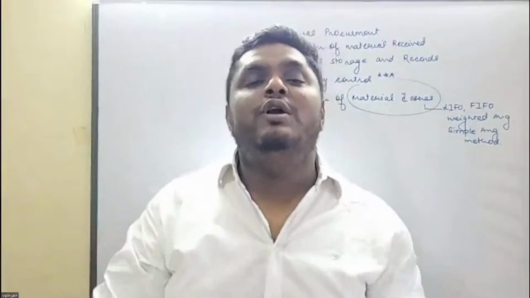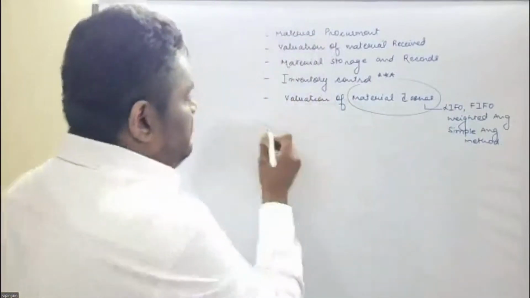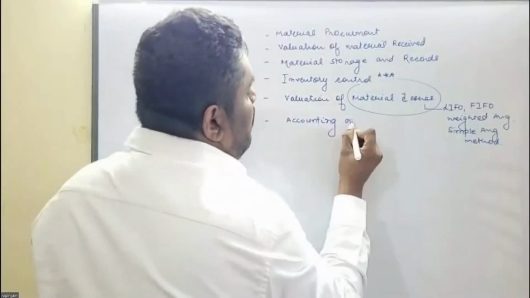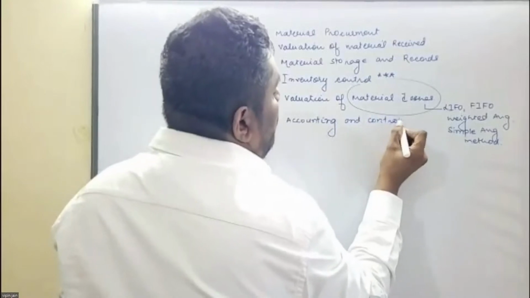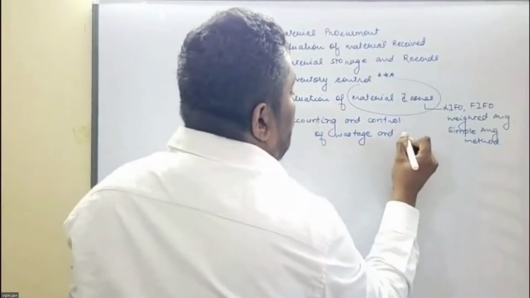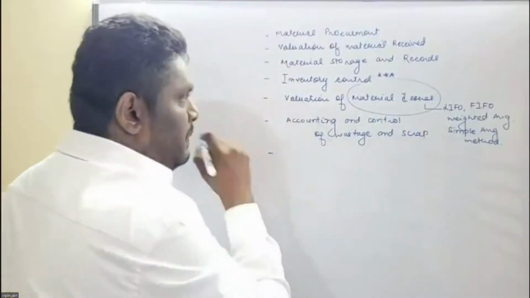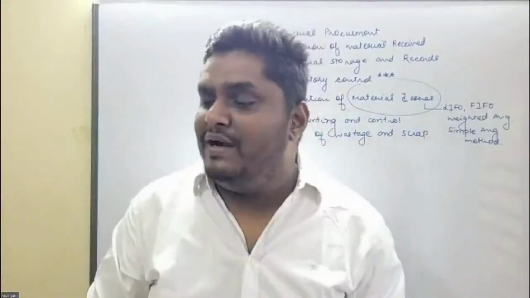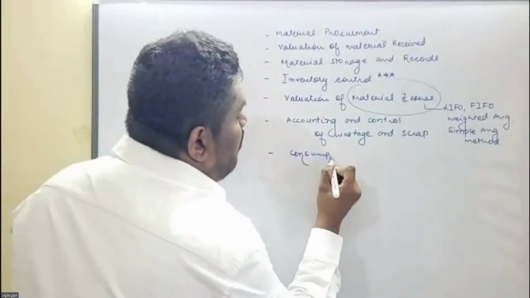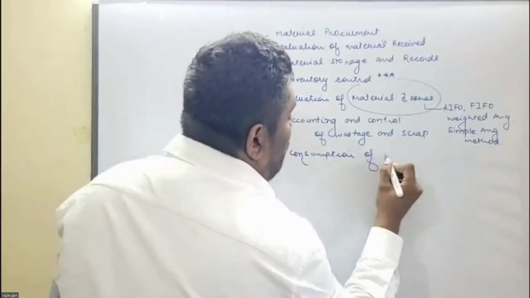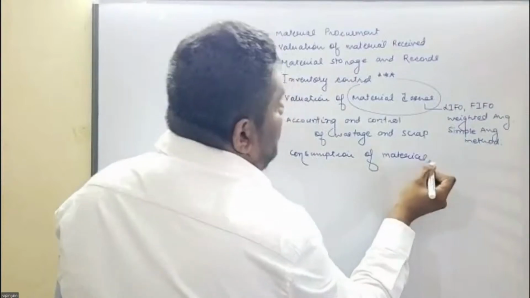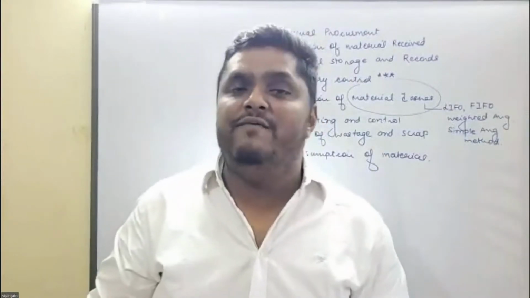Thereafter, accounting and control of wastage and scrap. And thereafter, the last part, that is consumption of material. These all are the points. This is the overview of the chapter that what we'll be discussing one by one.